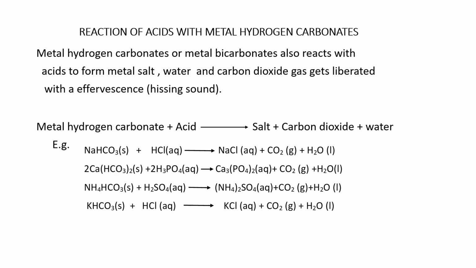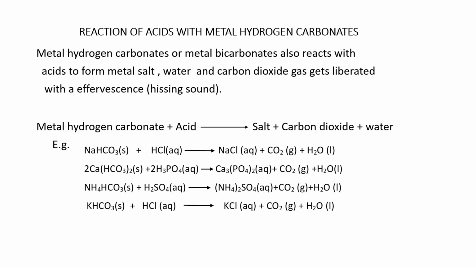Now when ammonium bicarbonate or ammonium hydrogen carbonate reacts with sulfuric acid, it will form ammonium sulfate, that is (NH4)2SO4, plus there is an evolution of carbon dioxide and production of water. Now when potassium bicarbonate or potassium hydrogen carbonate reacts with hydrochloric acid, it will form potassium chloride, and there is an evolution of carbon dioxide gas and production of water.